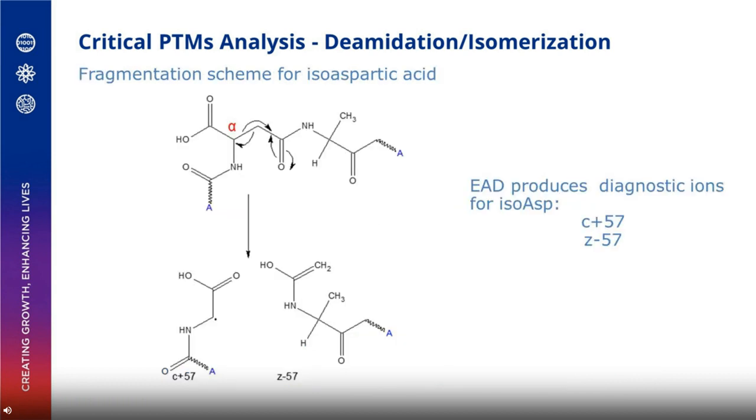As shown in the cartoon figure, isoaspartic acid provides a different fragmentation pattern under EAD because of the existence of the extra methylene in the backbone. So it generates the diagnostic signature ions c+57 and z-57 instead of regular c and z ions for isoaspartic acid.